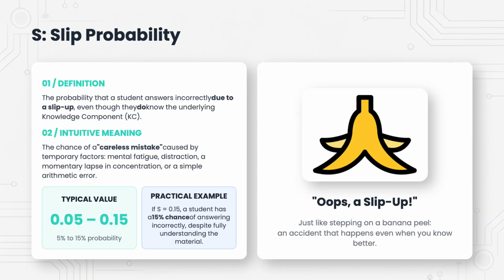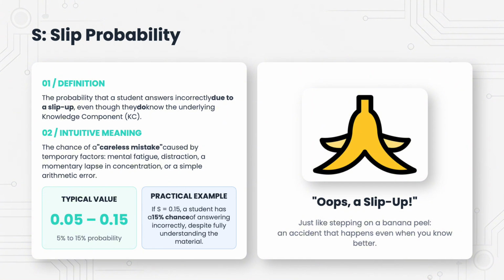Now that we have our 4 parameters, how do they work together? The BKT algorithm follows a simple 2-step cycle for every question a student answers. First, we perform an observation update. We take the student's current mastery probability and update it based on whether they got the question right or wrong.